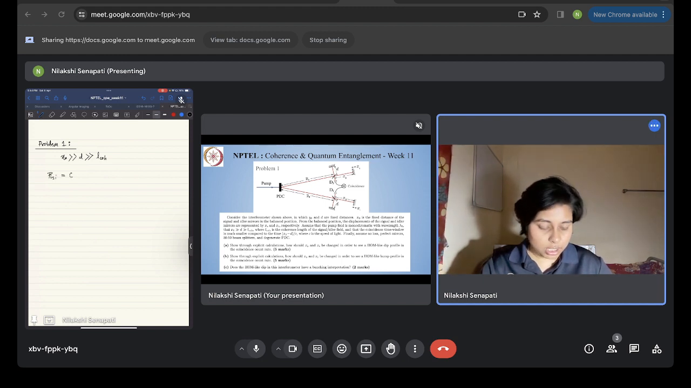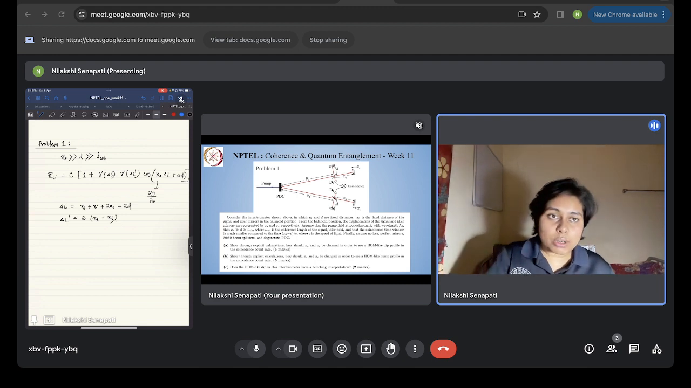RSI equal to C into 1 plus gamma delta L dash cos of k0 delta L plus delta phi. Because we are not considering kT0. K0 is equal to 2 pi by lambda 0. For the given interferometer, the delta L will be xs plus xi plus 2x0 minus 2d, and delta L dash will be 2 into (xs minus xi).